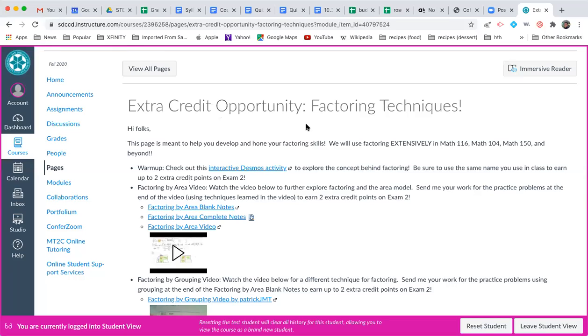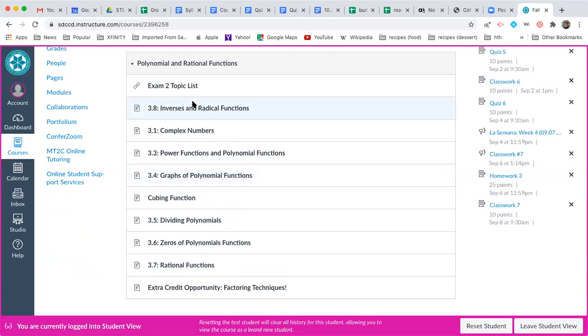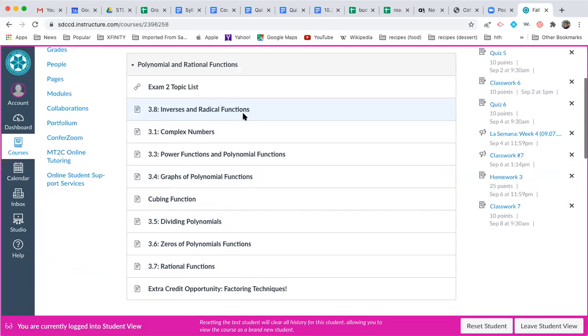So if you go into Canvas, and I'll show you where to find it too, okay? You go to the home page, that's where everything is. There's not a lot of fluffy things going on here. I know a lot of other instructors have really cool fun pages. Mine is not cool and fun, but it is very functional.